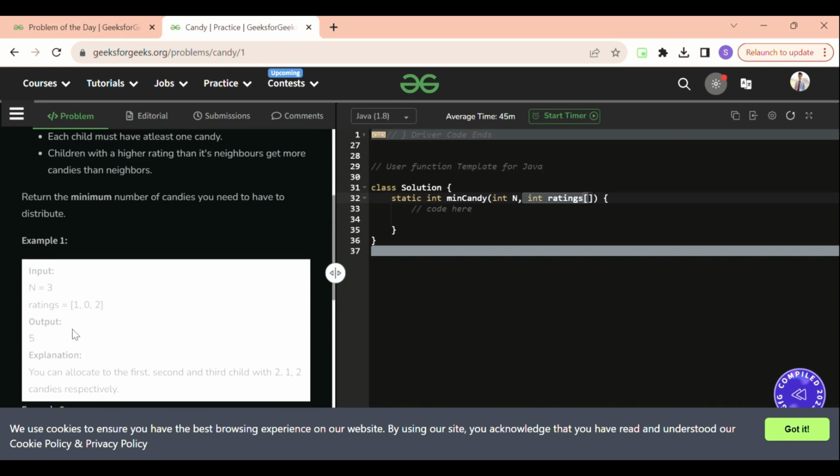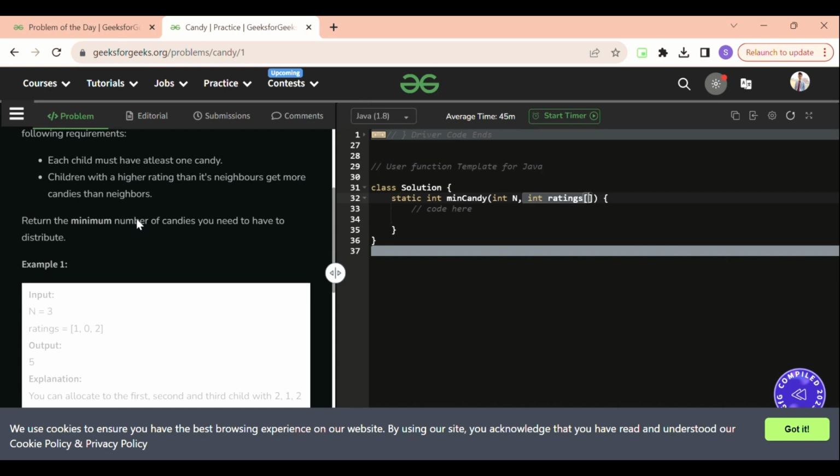Now what I have to do is distribute some candies to them. So how am I going to distribute the candies? Every child should have one candy. And suppose one child's rating is 0 and another child's rating is 2. The number of candies that the child with 2 has got should be greater than the one with 0, because its rating is higher. So this is the second point. And when I talk about neighbors, I should consider both the starting one and the end one as well.